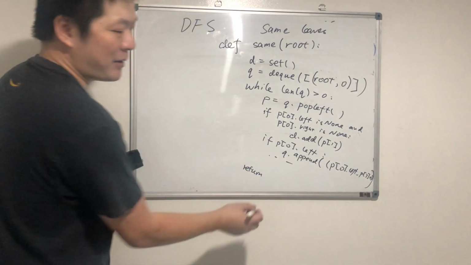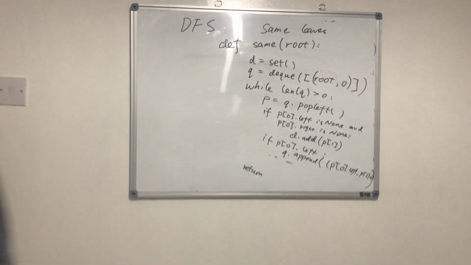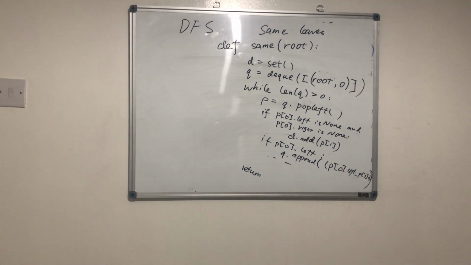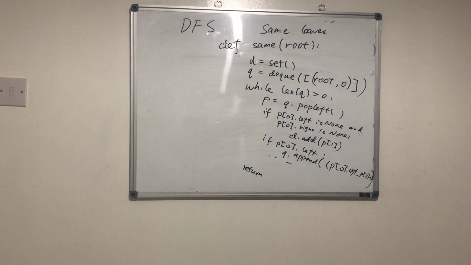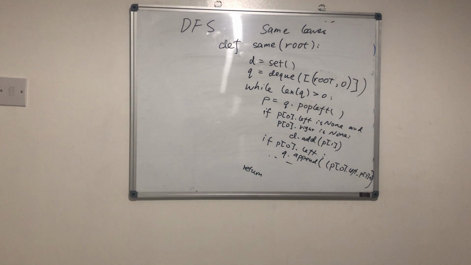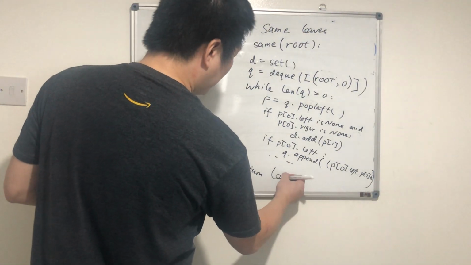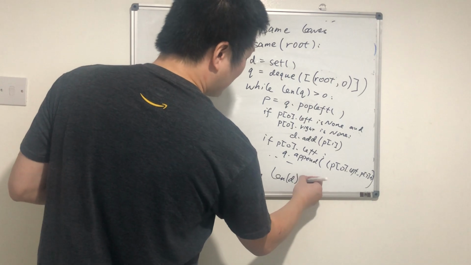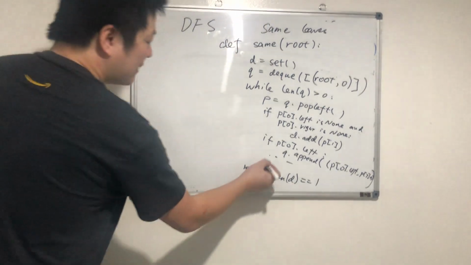Return. This is the same as yesterday. Do you still remember? What do you return at the end? Length of D. Length of D equals 1. I said return length of D equals 1. Do you mean?